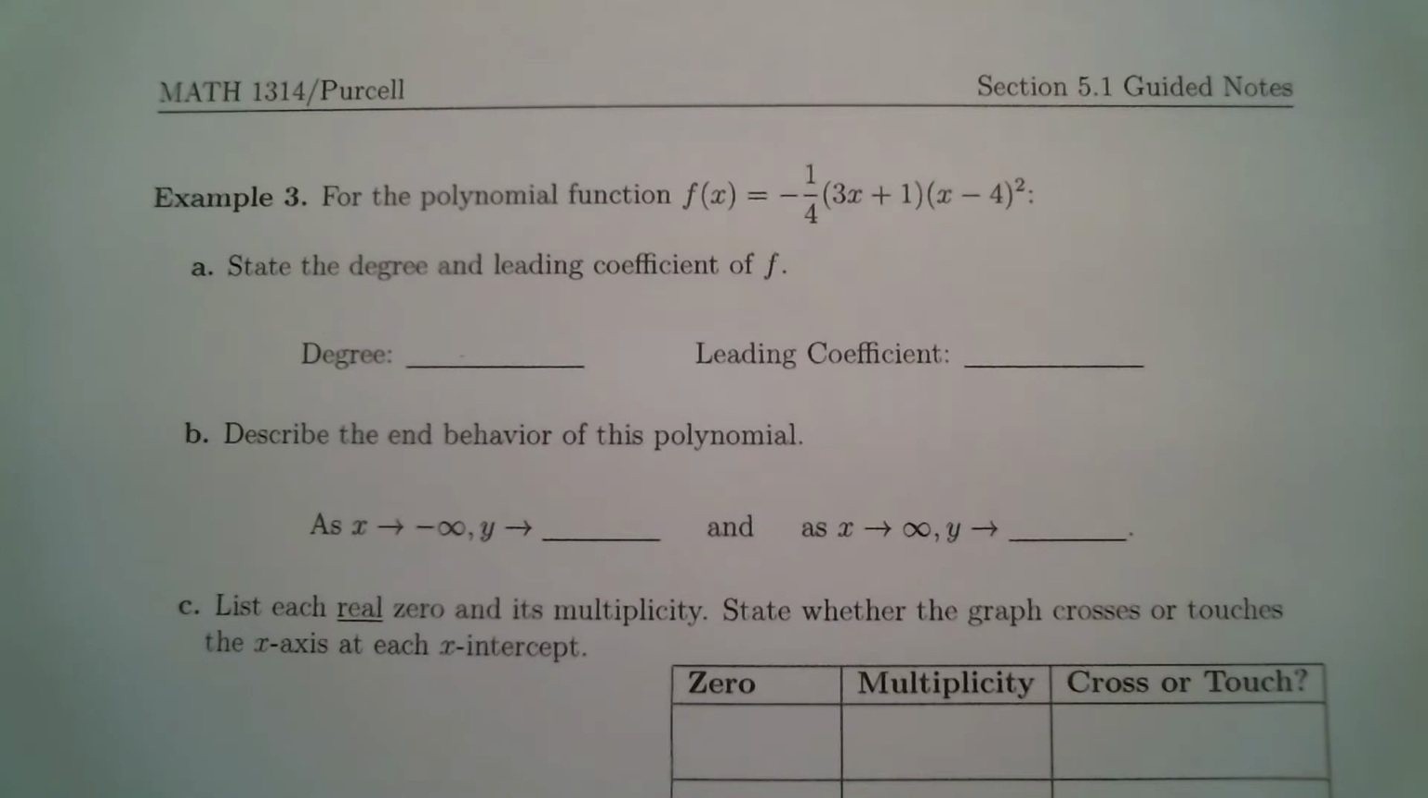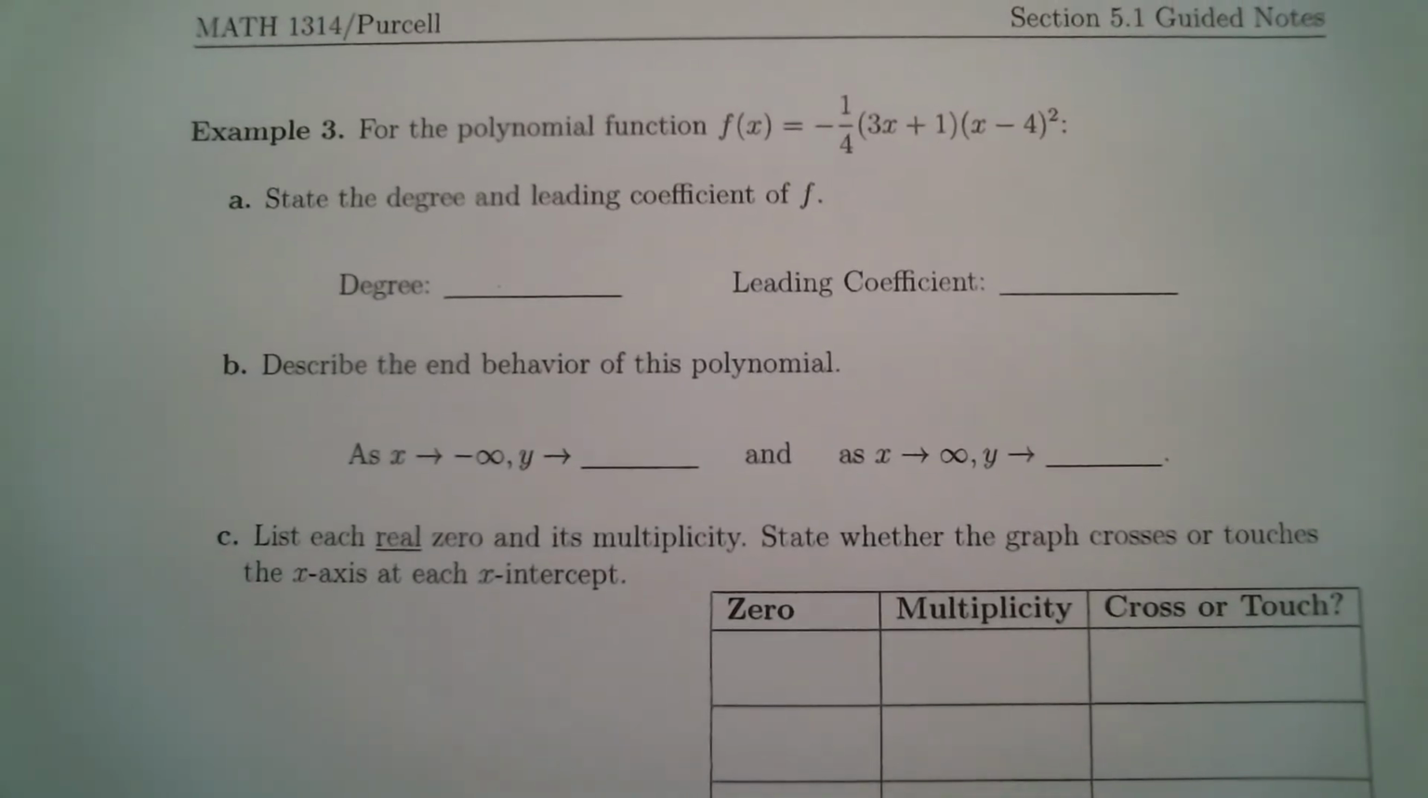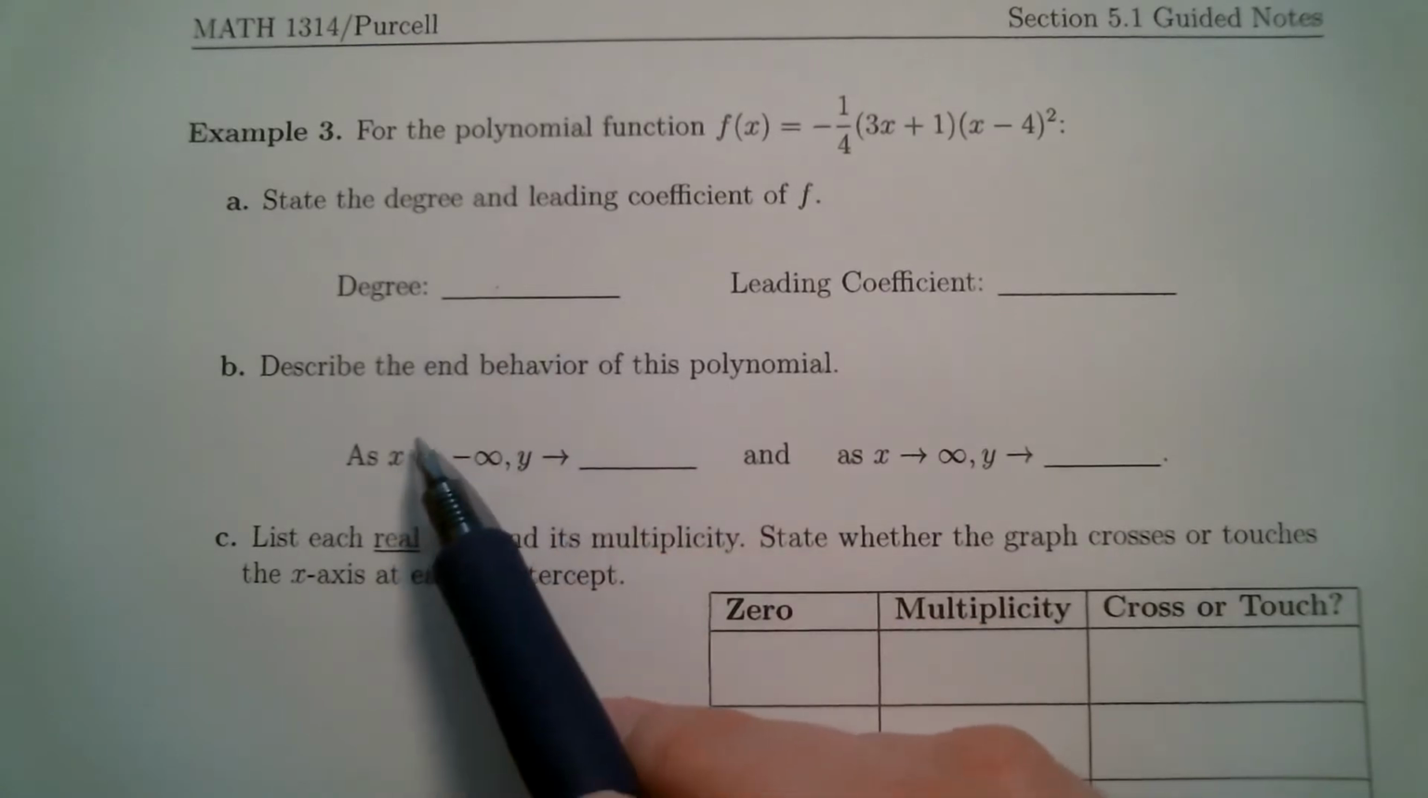But the big things that we're going to have to do here: you're first going to have to find the end behavior of the polynomial. Then we're going to look at the zeros and the multiplicity of each zero. Then we're going to find the y-intercept and talk about the maximum number of turning points. And then we're going to take all of that information and put it together in a graph. So we are going to start here in part A and part B.